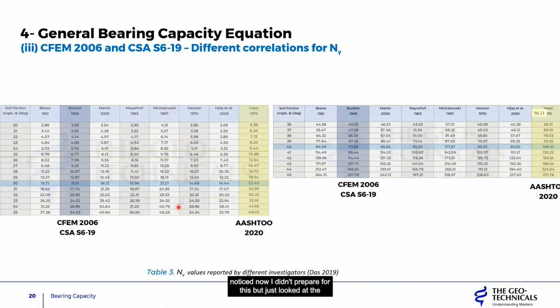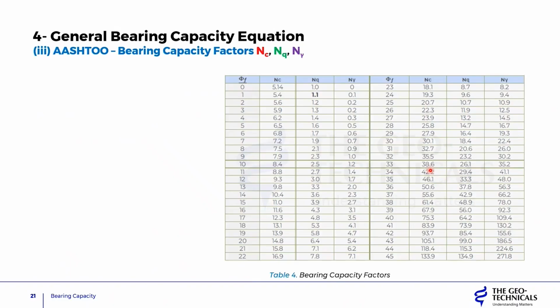Meyerhof and Hansen, I just noticed now, I didn't prepare for this, but just looking at the equations, they are very, very close to each other. That's something good, especially at low bearing capacities. Again, if you go up, because it's exponential, you will find a lot more difference.